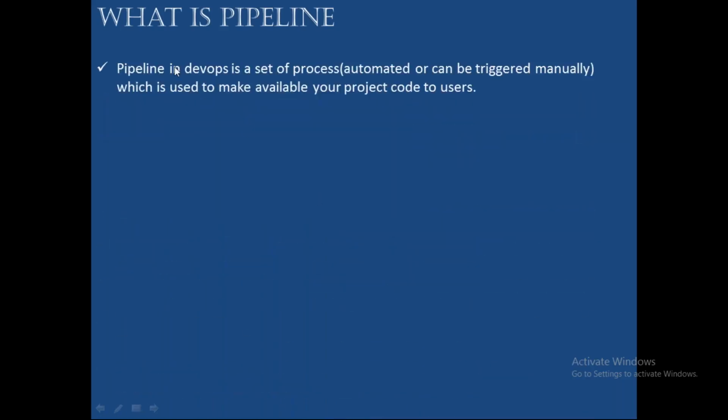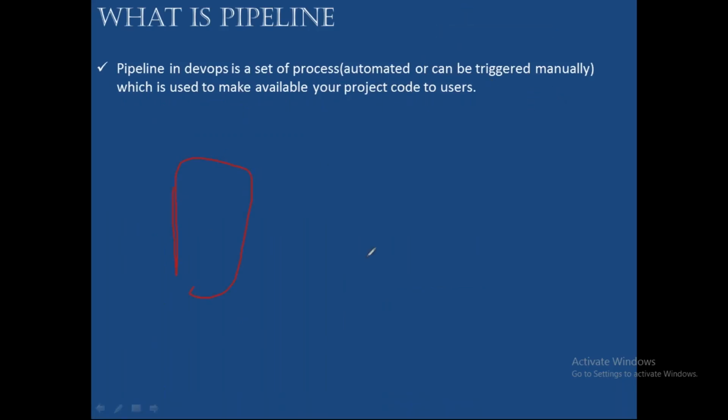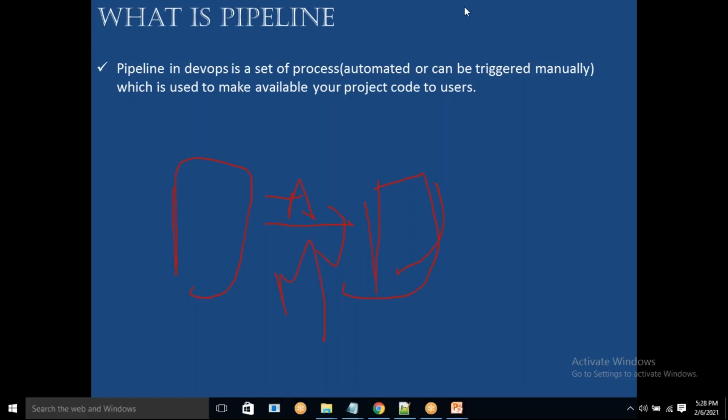So what is a pipeline? A pipeline in DevOps is a set of processes, automated or triggered manually. I was talking about copying data from one data factory to another data factory, right? This process can be automated or it can be manual. Anything you can do.